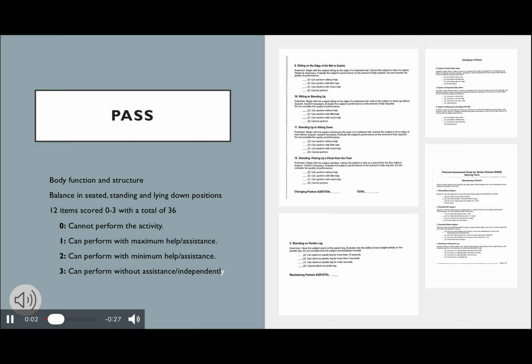The Postural Assessment Scale for Stroke, aka the PASS outcome measure, is an outcome measure that measures postural control or balance in patients with strokes, looking at how well they can maintain or change positions, such as lying down, seated, and standing. It includes 12 tasks scored from 0 to 3, with the maximum score being 36. The higher score means better postural control and more independence long term.